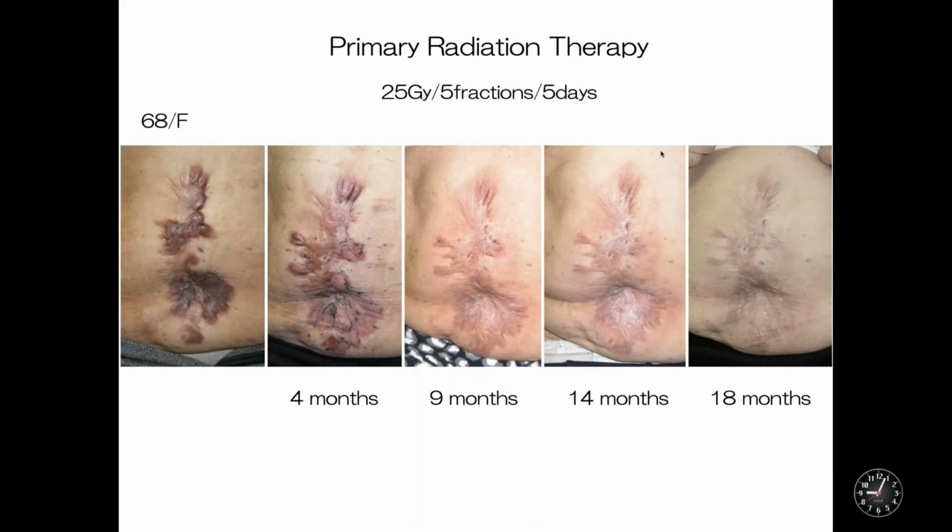This is primary radiotherapy. We have used 25 gray, 5 fractions, for 5 days. But please look at the clinical cases. After radiation, color was firstly changed. This means the number of blood vessels decreases, inflammation decreases, the scar height decreases, and maturation is accelerated. 18 months after treatment, it became a completely mature scar.